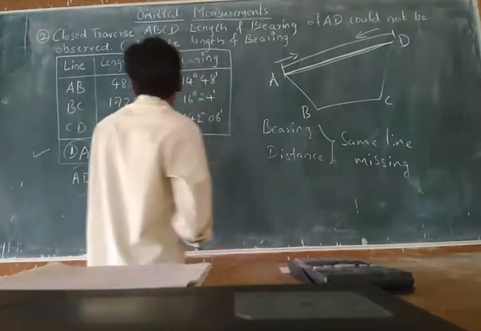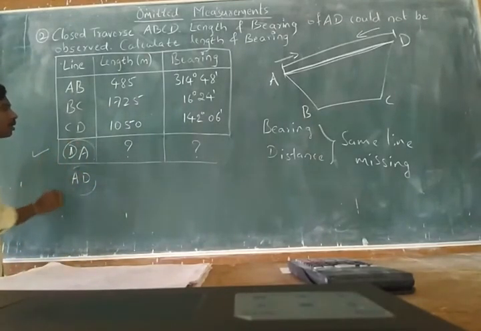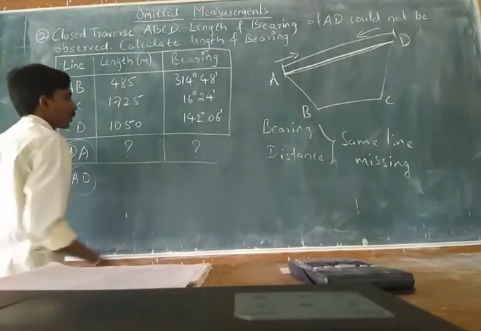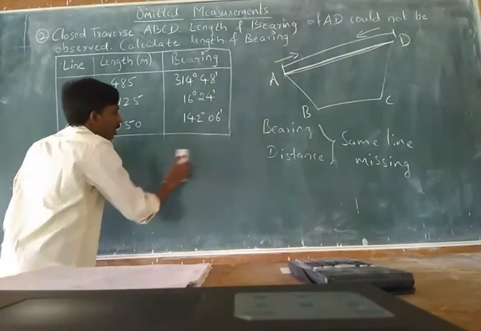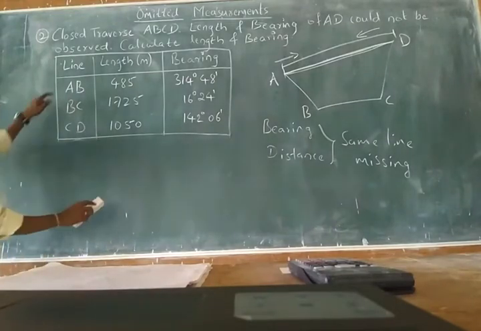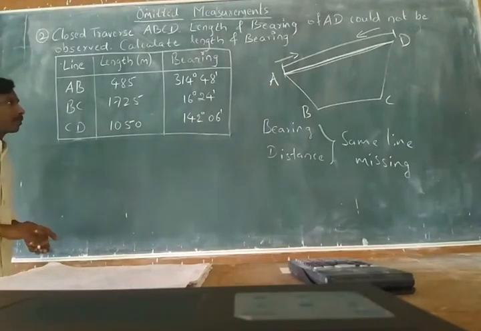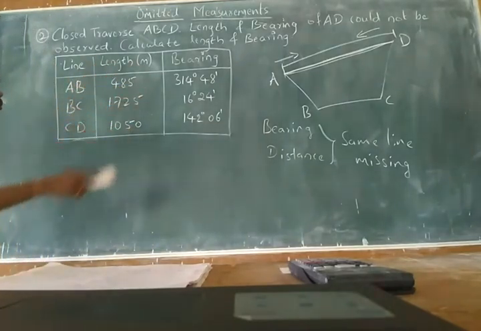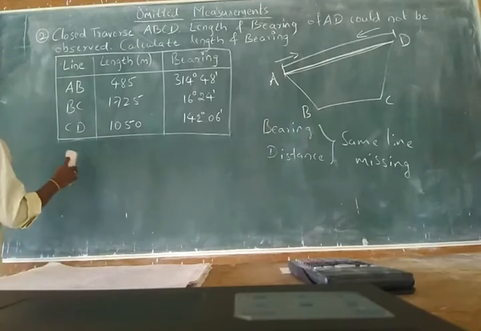Now in this question they have asked us to calculate the length and bearing. So we need to find the length and bearing of DA. As the length and bearing are missing, they have not mentioned them in the question. They have just given the length and bearing of AB, BC and CD, so you have to find them for DA. Once you observe the question and write it down, I'll erase this and solve the problem. Let's solve the problem.